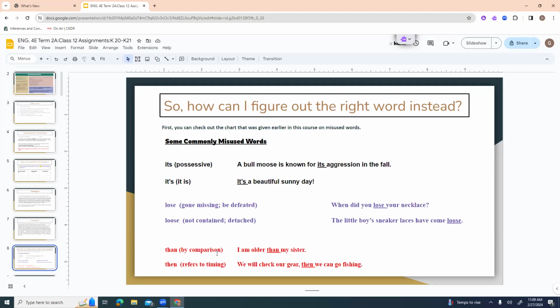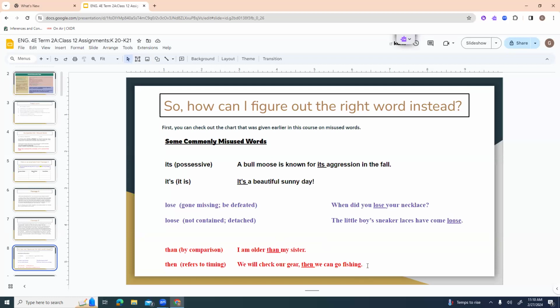These two are really common, in part because I find people say these two the same. Than with an A, which is a comparing one, or then with an E, which is talking about the timing or the sequence of something. So for than, I am older than my sister. You could have things like, I would rather have chocolate than vanilla, or he would rather go fishing than go golfing. It's comparing. You're always looking at two different things.